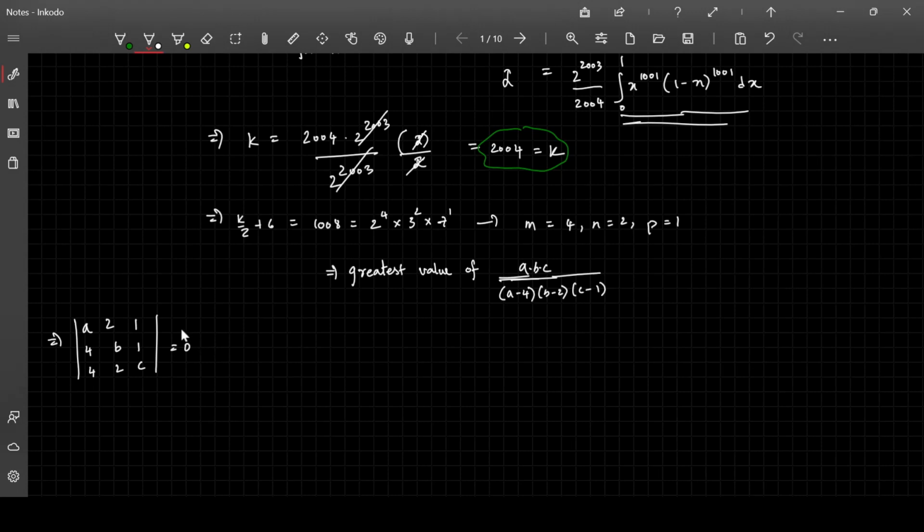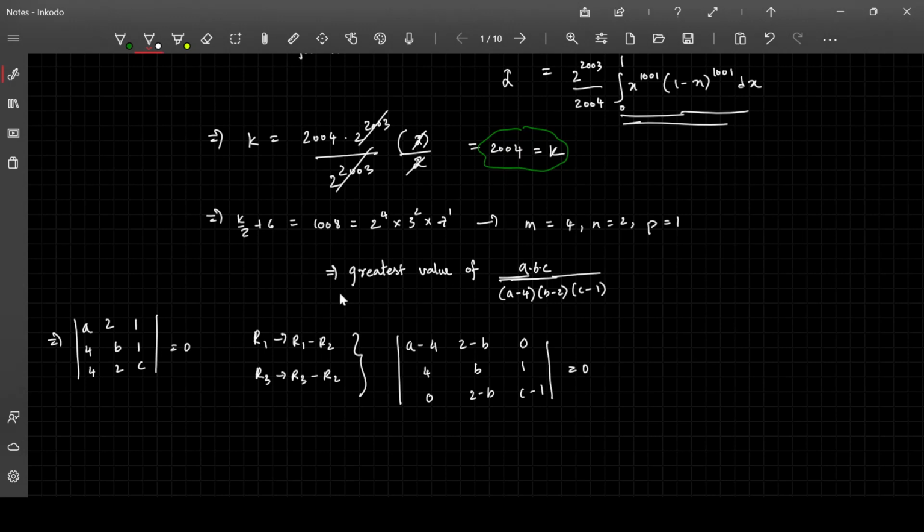So let us convert this into such a form. We have 4 and 4 here, 1 and 1 here. So let us convert R1 to R1 minus R2 and R3 as R3 minus R2. Then it's better to evaluate. After doing this we get the determinant with rows A minus 4, 2 minus B, 0; 1, B, 1; 0, 2 minus B, C minus 1. So the determinant is 0.